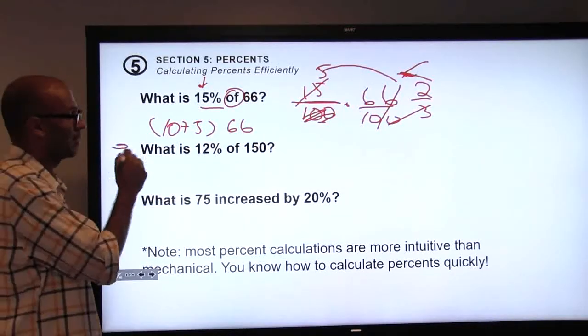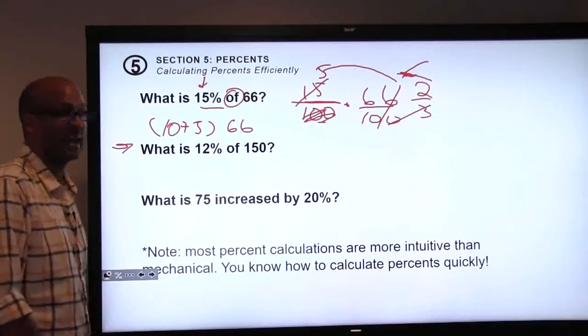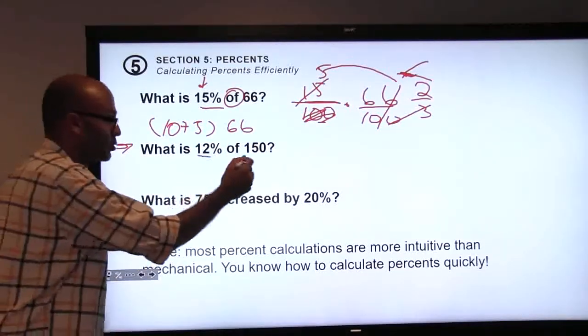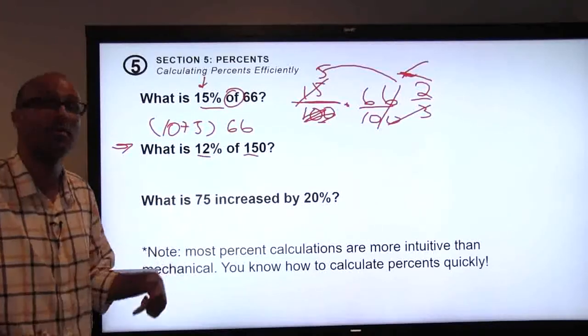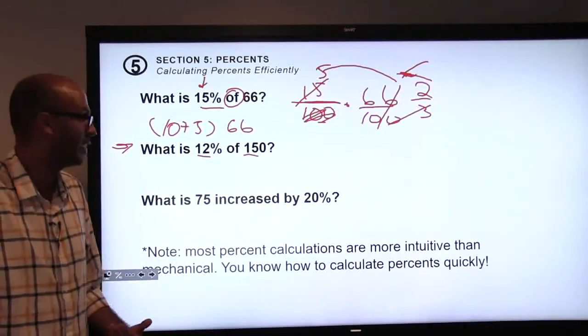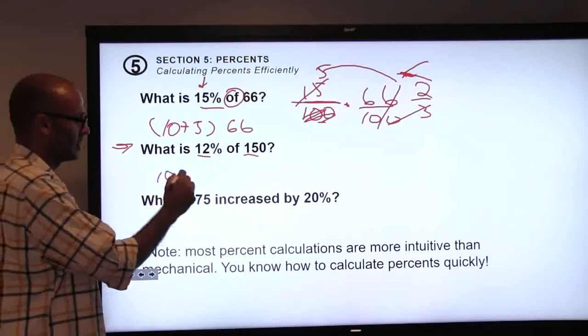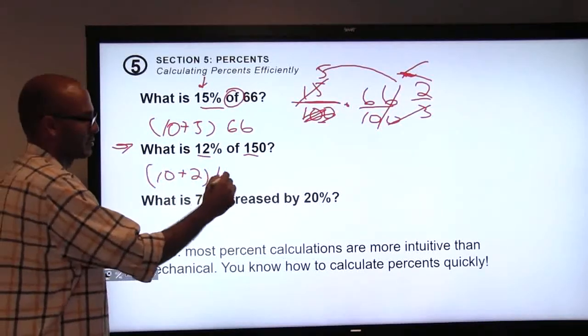Same thing on this bottom one. What is 12% of 150? Now this has multiple ways you could do it. If you know 12 times 15 is 180, you can bring the zeros back, divide the zeros, because you know your multiplication tables, that's great. But if not, you still are doing the same exact kind of conceptual stuff.